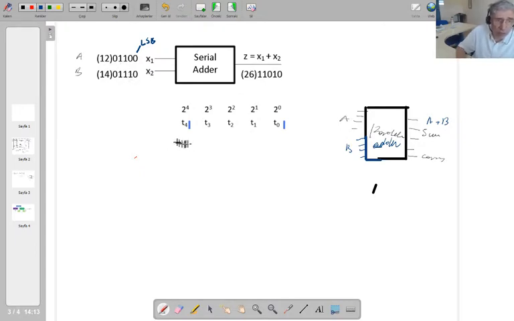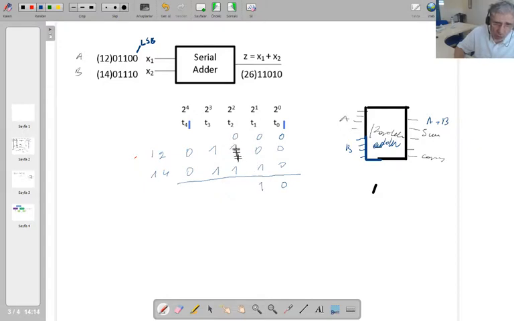So if I write those numbers here, 0, 1, 1, 0, 0 for 12, and 0, 1, 1, 1, 0 for 14. If I am going to do this addition operation by hand, I'm going to say that 0 plus 0 gives a sum of 0, and the carry is 0. This carry for the first least significant bit is going to be 0, of course. So sum 0, that's the carry. When you add those three up, you're going to get sum 1 and carry 0.